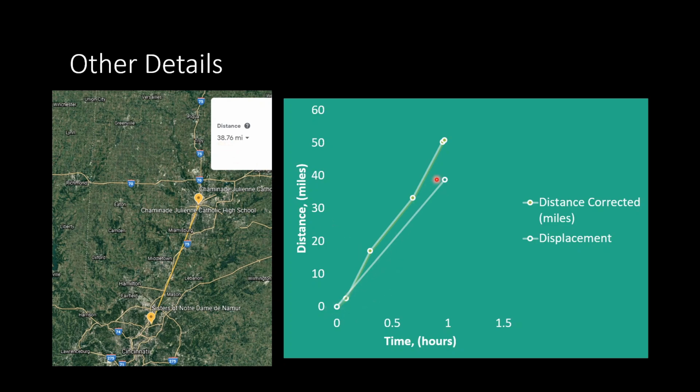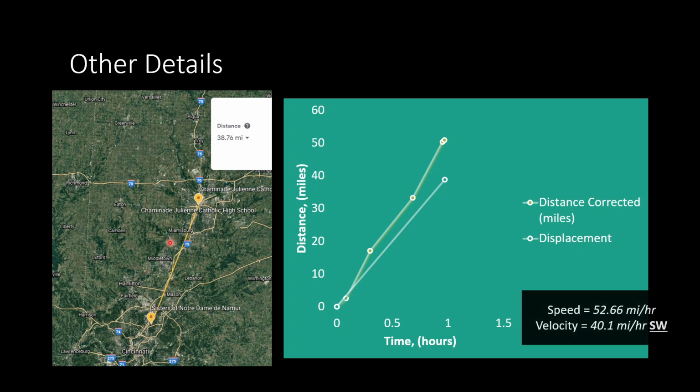Now remember, the displacement is still going to take the same amount of time that it took you to cover that total distance, but your displacement is going to be much lower because it's the shortest distance, or shortest space, between 2 points. Using the same kind of scale, the speed was 52.66 miles per hour. But since the total displacement is much lower than the actual distance, my velocity is going to be much smaller than the speed.